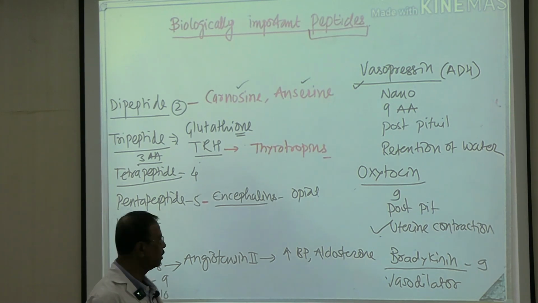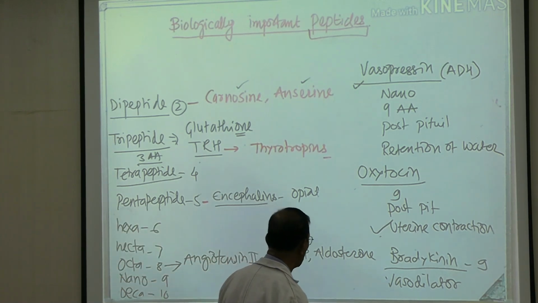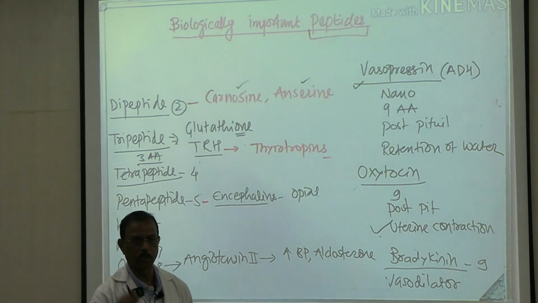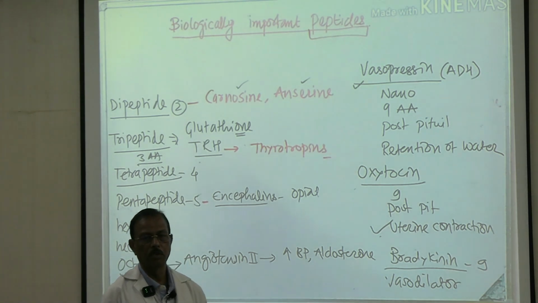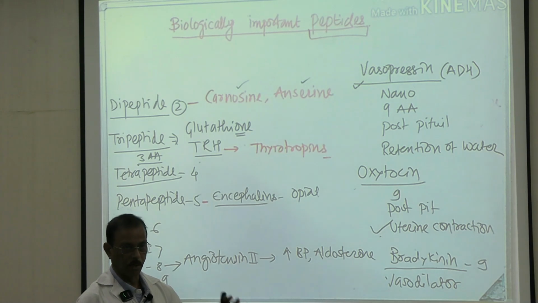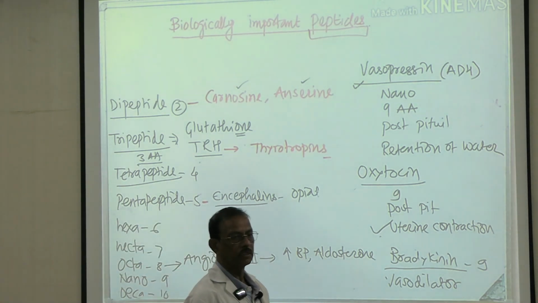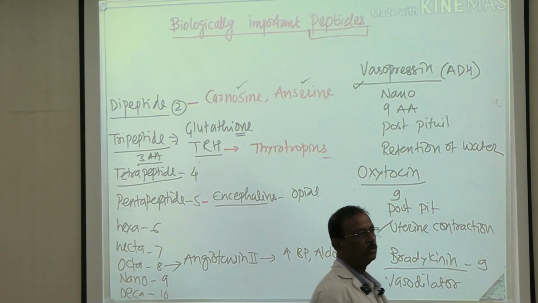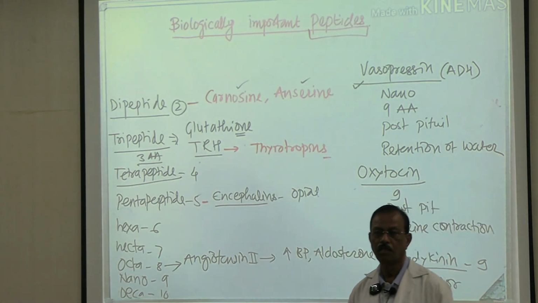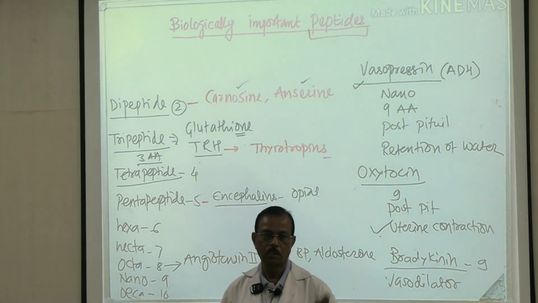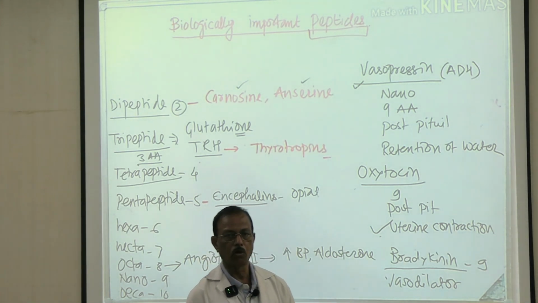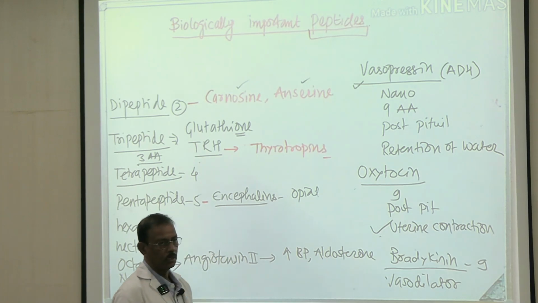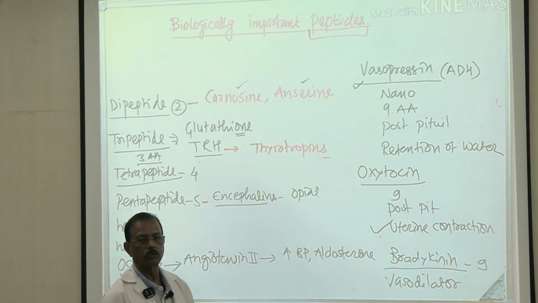Another is oxytocin, a 9 amino acid peptide. Its function is to cause the uterus to contract. It becomes active when there is labor pain. When there is a term pregnancy, oxytocin is released and it causes uterine contraction. When there is inadequate oxytocin secretion, then from outside we give oxytocin in a drip to increase the labor pain. This is called augmentation of labor. Another is bradykinin. This is a vasodilator.